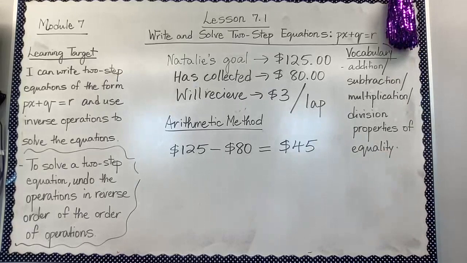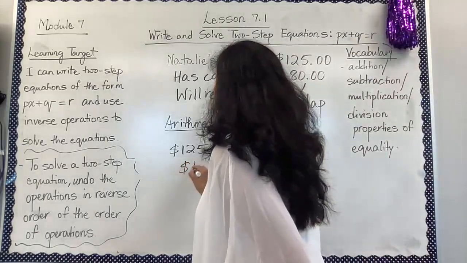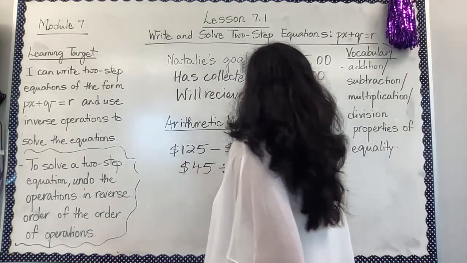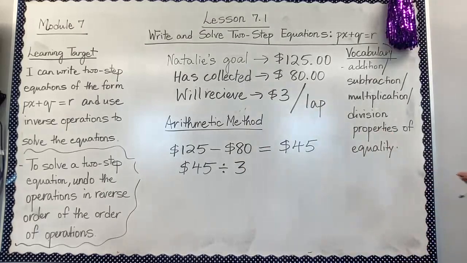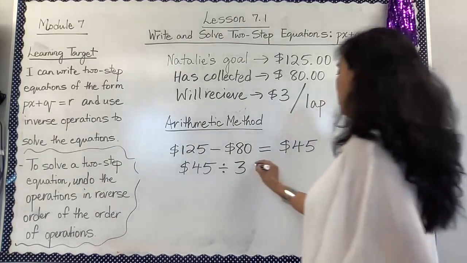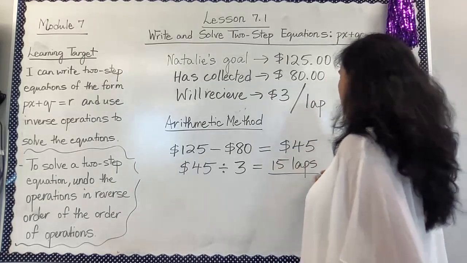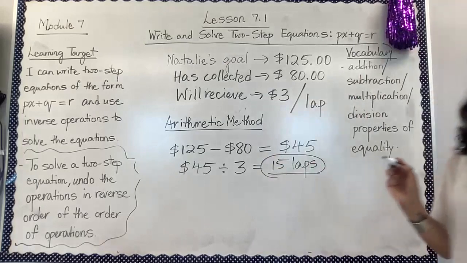All right. And then she will earn $3 for every lap she jogs. So she needs to jog $45 divided by 3 because she's getting $3 per lap, right? Or 15 laps to reach the goal. So 15 laps to reach the goal. So this is my answer.